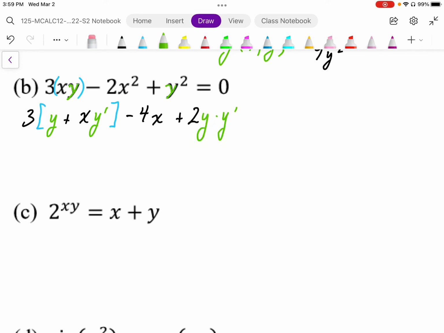Okay, this time I'm going to group my y primes together. So I'm going to get 3x y prime. I'm doing this because I have more terms here, so I just have to be a little bit more careful. So 2y y prime, and then I'm going to move the other terms to the other side. So I get minus 4x becomes plus 4x, plus 3y becomes minus 3y. I'm going to factor out the y prime.